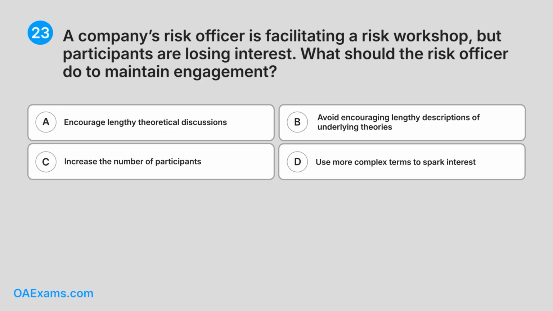23. A company's risk officer is facilitating a risk workshop, but participants are losing interest. What should the risk officer do to maintain engagement? A. Encourage lengthy theoretical discussions. B. Avoid encouraging lengthy descriptions of underlying theories. C. Increase the number of participants. D. Use more complex terms to spark interest. Can you guess the answer?